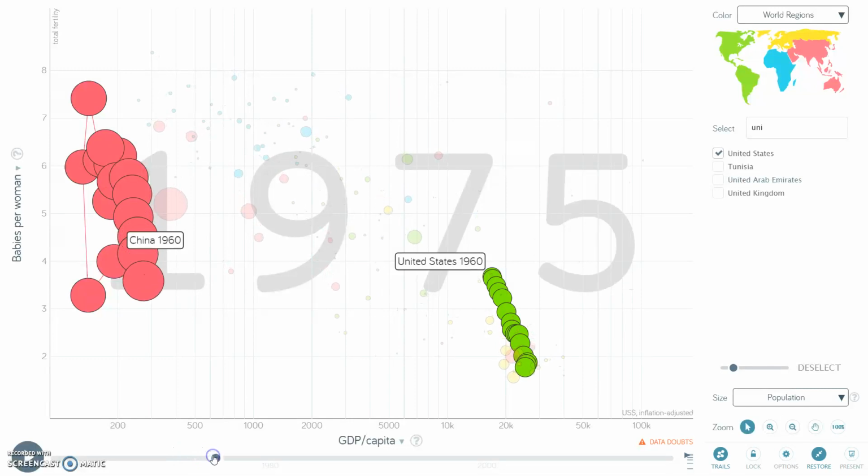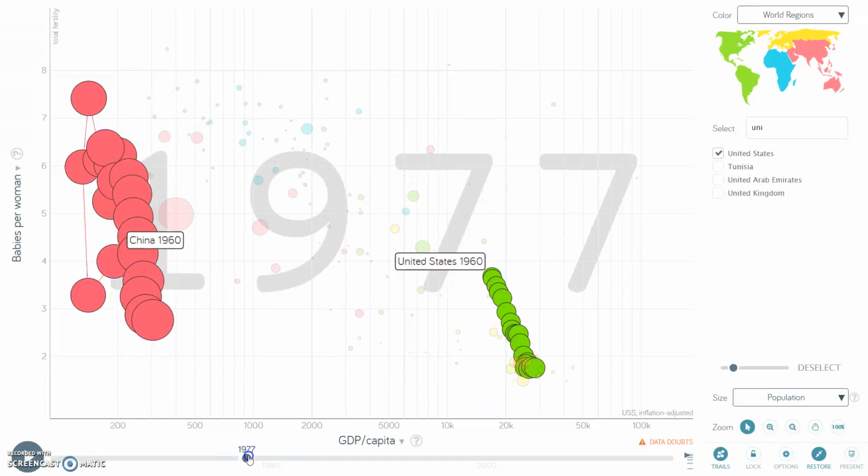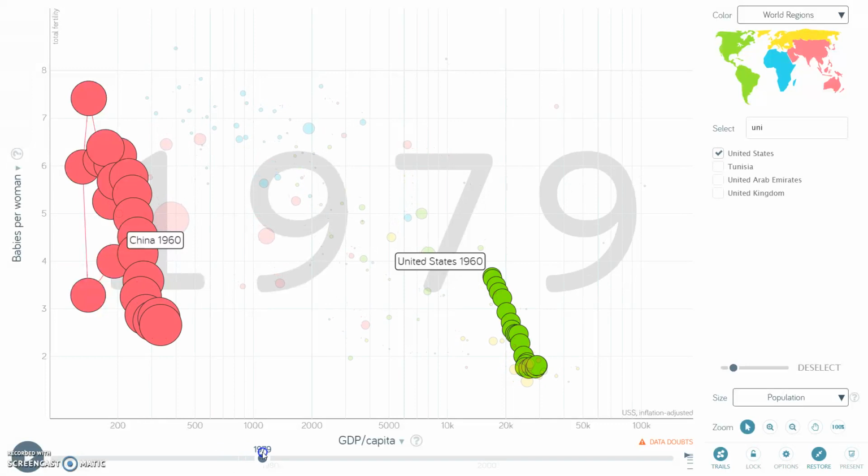And as you can see, both of these in the 70s just sinking down in the babies per woman category and moving closer to a higher GDP per capita, especially right here. And we're just going to keep going here. And then in 1979, China enacts its one-child policy, which says that every married couple can only have one child. So we're going to see that babies per woman, the total fertility rate, really shoot down here.